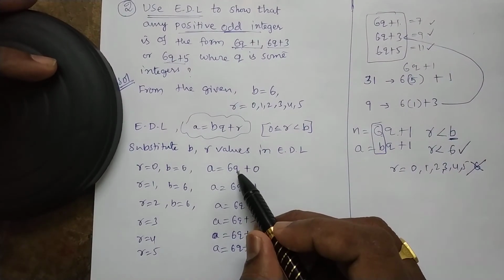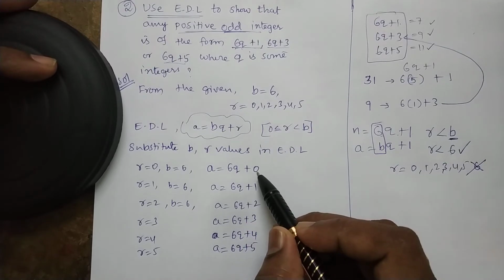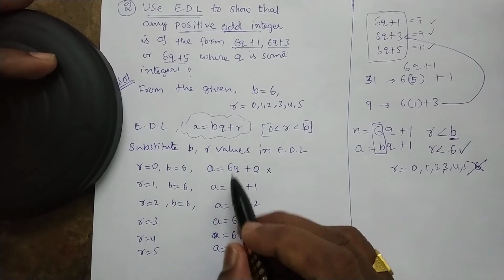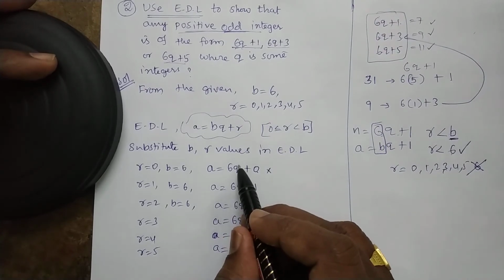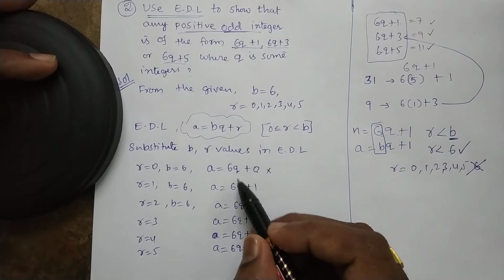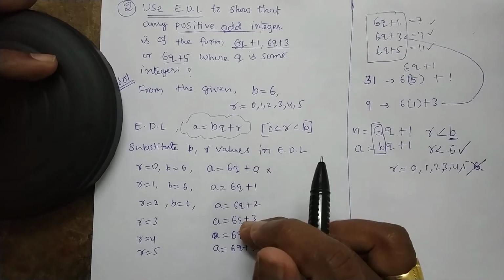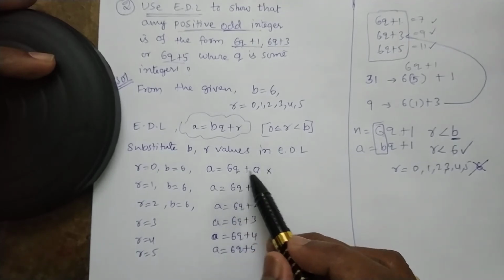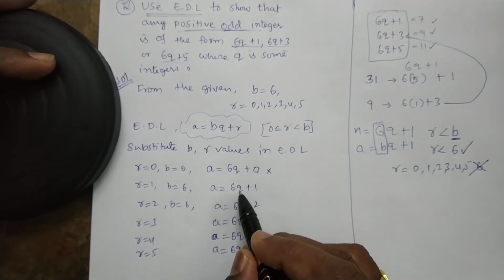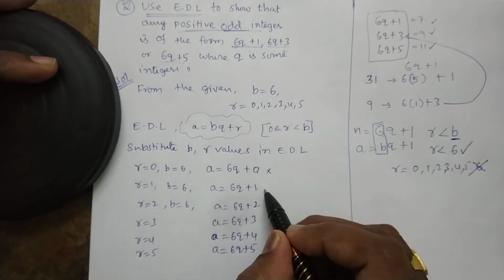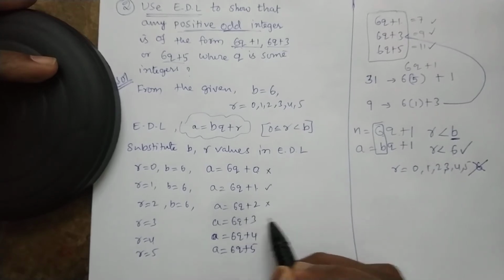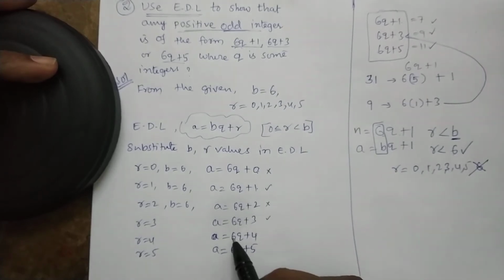Okay, so 6 into 1, 6 plus 0 equal to 6 only, which is an even number, but we want an odd number. So I am taking 6 twos are 12, 12 plus 0 again even number. So now let us substitute all the values by taking 1 in place of q. 6 1s are 6 plus 0, 6, even number. 6 1s are 6 plus 1, 7, so odd number. 6 plus 2, 8, even number. 6 plus 3, odd number. 6 plus 4, 10, even number. 6 plus 5, odd number.